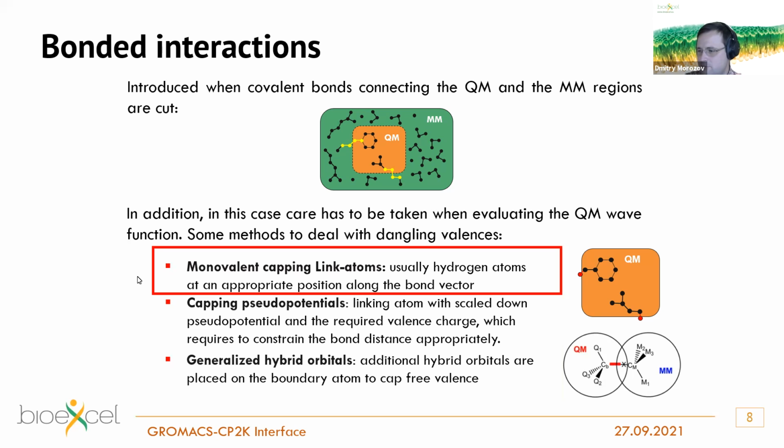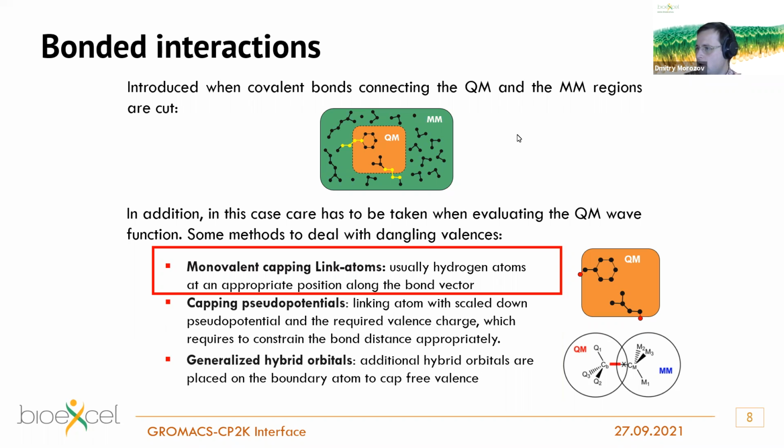There are other approaches which are not so widely used. For example, you can cap this free bond with additional pseudopotentials which act on the QM system, or you can just put additional hybrid orbitals on that carbon atom, which will cap this broken bond. You reintroduce the bond via additional orbitals.